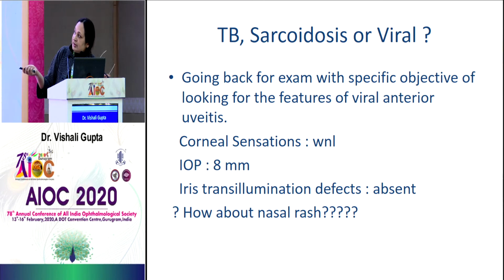Patient's corneal sensations are normal. IOP is 8. If it was viral, the IOP is elevated. So any patient of granulomatous uveitis with increased IOP, always think of viral, because no other form of uveitis causes the raise in the IOP. Look for corneal sensations, which would be reduced, and look for transillumination. In this patient, they are absent.